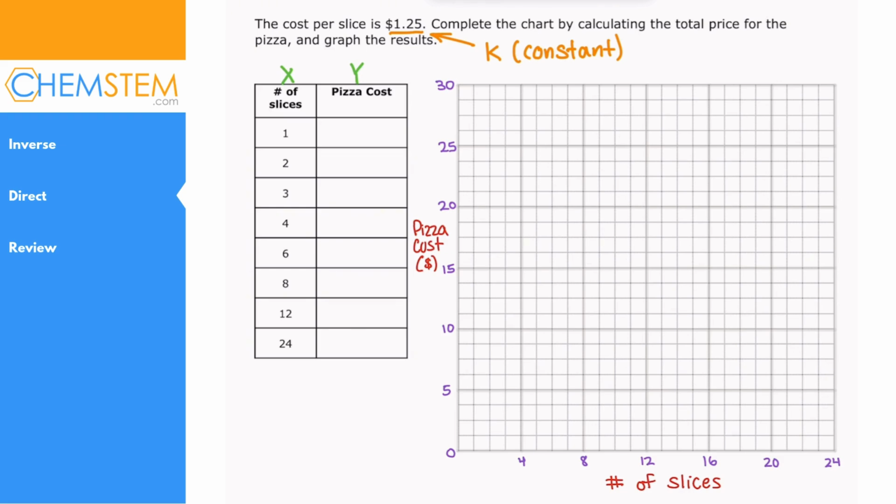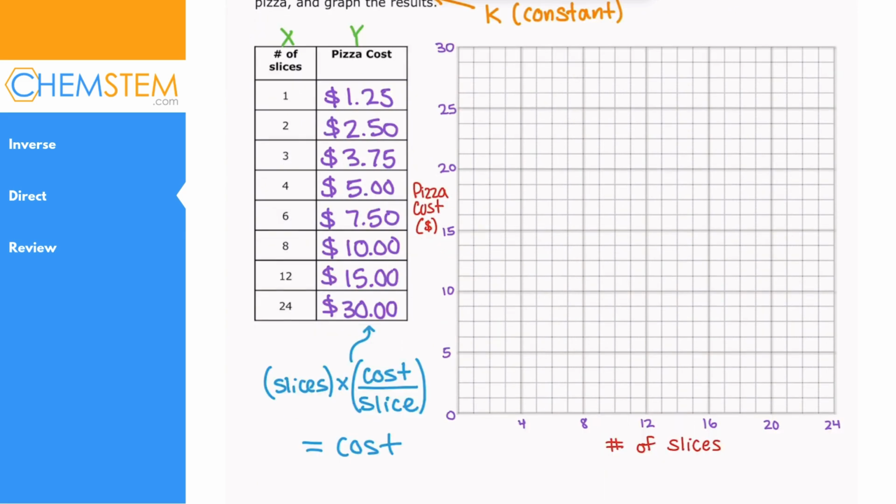So if you buy 1 slice of pizza, it's going to cost $1.25. If you buy 2 slices of pizza, it's going to cost $2.50, and so on. So I'm going to fill in the rest. Let's talk about where this y column comes from, which is the pizza cost. If we know the number of slices here, and we multiply by the cost per slice, which is just number of slices times cost per slice, we're going to get the y value. So slices will cancel out, and that's where we're going to be left with cost. So if you take the number of slices and multiply it by 1.25, that's going to give you this.